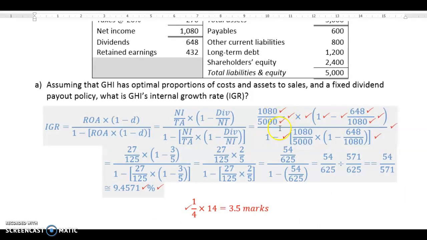As I have shown here, each tick indicates a quarter mark, 1 over 4. So you've got all these ticks here. You don't need to show all this. There's no marks for the formula. There's only marks for the number placed in the right position, and also the operation, like 1080 divided by. So divided by, you get a quarter mark here. Alright, therefore this is the answer. I hope this is quite clear.